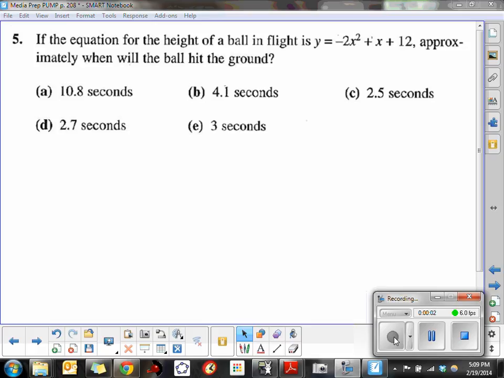Question number 5 says that the equation for the height of the ball in flight is y equals, and you've got the rest of the equation there. Approximately, when will the ball hit the ground? When the ball hits the ground, the height will be 0. So what we're doing is we're forcing the output y to be 0.